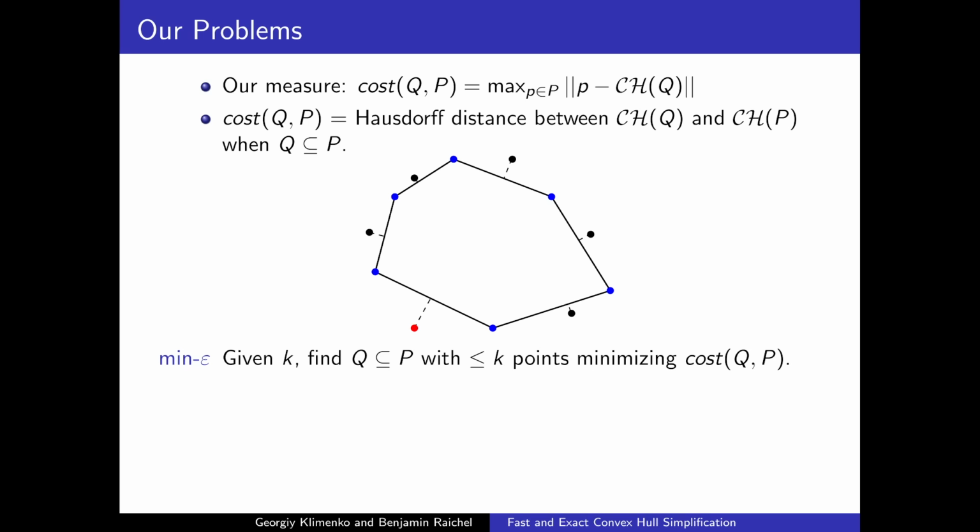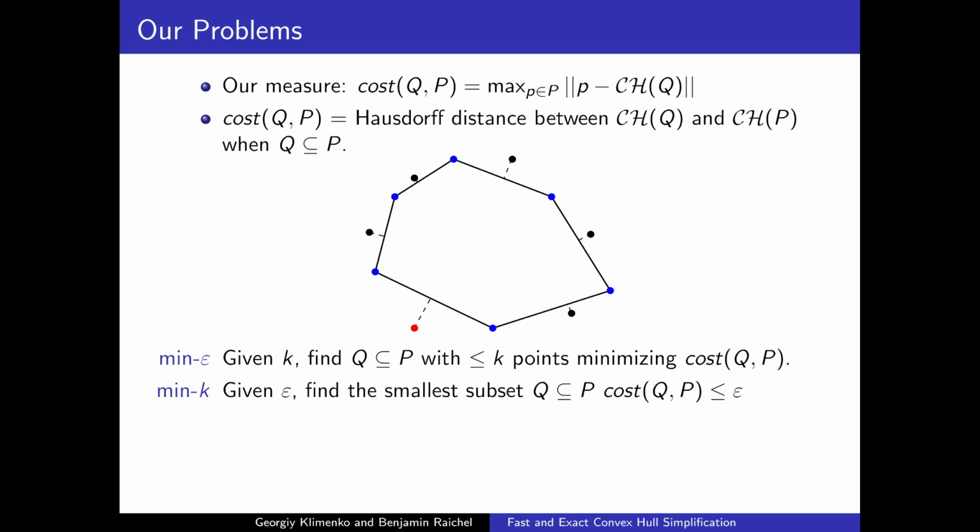Now, using that cost, we define two versions of the problem. In the first version, called the min epsilon version, we are given a set P of points in the plane and some integer k. Our task is to select the subset Q of P such that cost(Q, P) is minimized. In the second version, called the min k version, we are also given a set P of points in the plane, but instead of k, we are given epsilon, and our task is to select the subset with minimum cardinality such that its cost is bounded by epsilon.